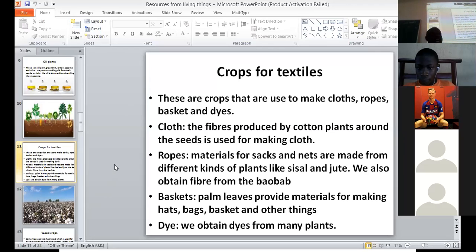All right. Now, here we have said that for textile, maybe for clothes, rope, basket, and for making dyes. So we want to move on.